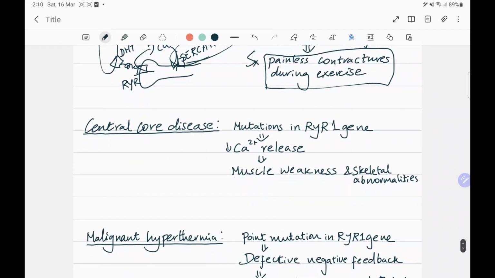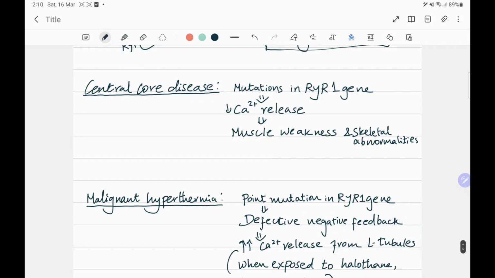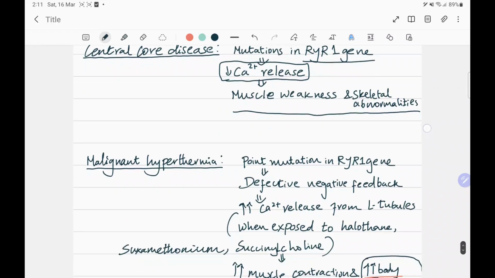Then you have central core disease. Now, what is central core disease? You have mutations in the ryanodine 1 gene. So RYR1 codes for the ryanodine receptor, and what happens is there is a loss of function taking place in the ryanodine receptor, and you don't release enough calcium when you have to release calcium. So there is a decreased calcium release taking place over here. And this decrease in the calcium release is going to cause muscle weakness and skeletal abnormalities.